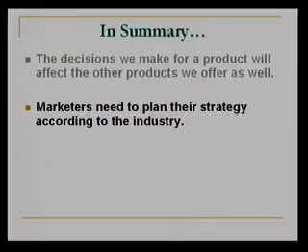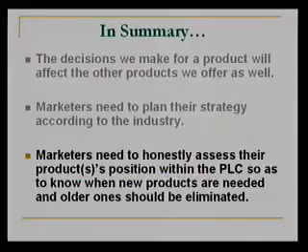Marketers need to plan their strategy according to the industry. We have to understand what our competitors are doing, what's going on in that market, and really how long we're going to have this product around for. Is it going to have a long life? So we need to honestly assess our product's position within the product life cycle so as to know when new products are needed and when older ones should be eliminated.